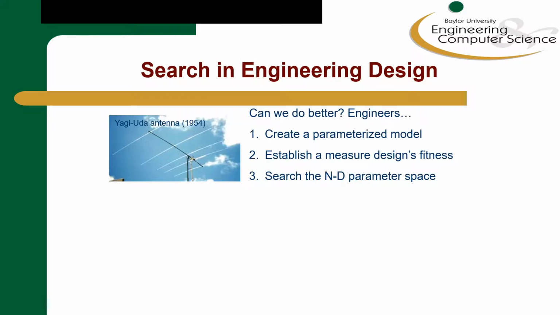And can we do better? Well, engineers at NASA created a parameterized model. They established a degree of the design's fitness. And how do they do this? In other words, how do you design fitness? Well, it turns out that Maxwell's equations and antenna design is pretty well established and known mathematically. So you look at this model and you feed it into the software program.